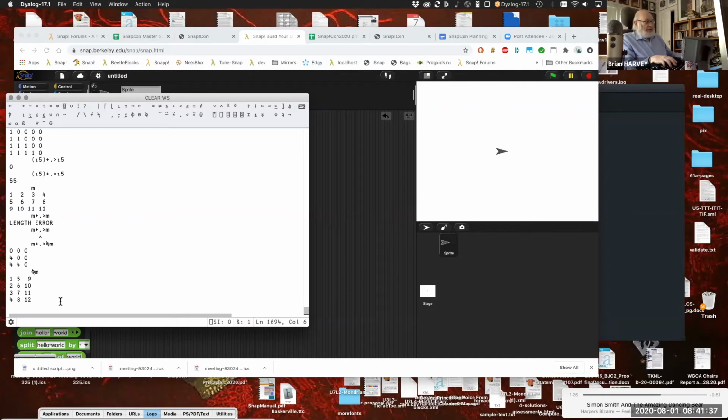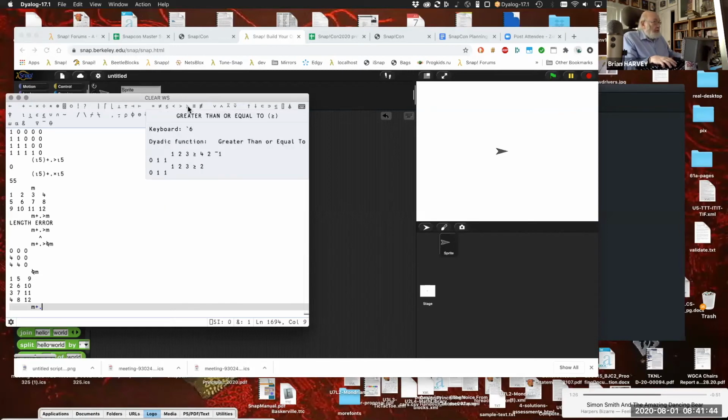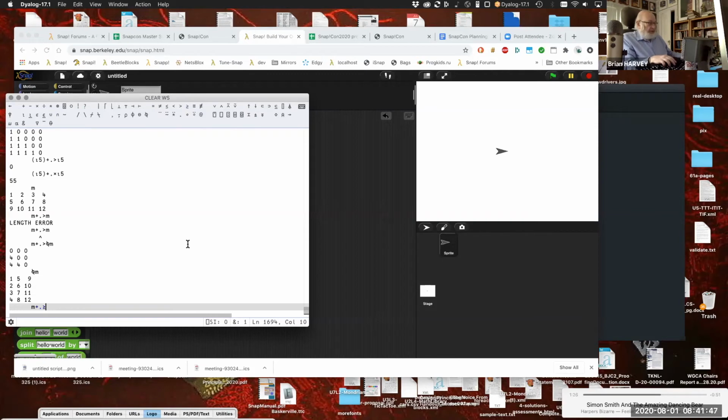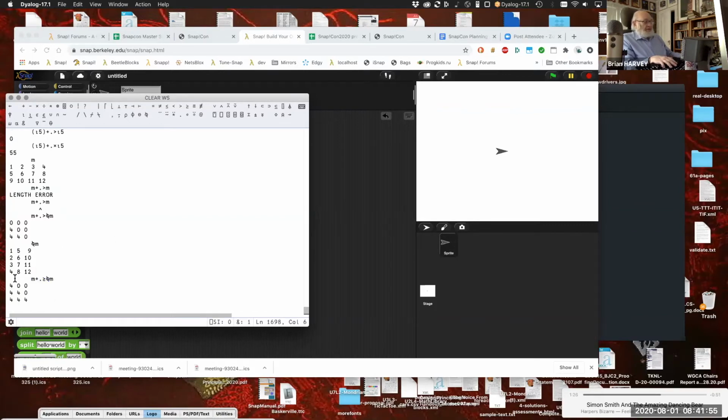If I did greater than or equal to plus dot greater than or equal to transpose of M. Now, the first column of the result is all 4s. Why are we getting these 4s? Well, because we're adding up these Boolean values. So this is a thing that APL does.